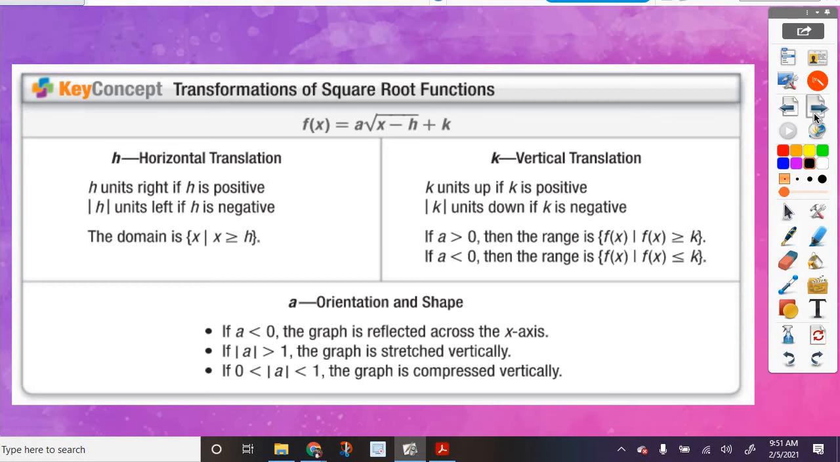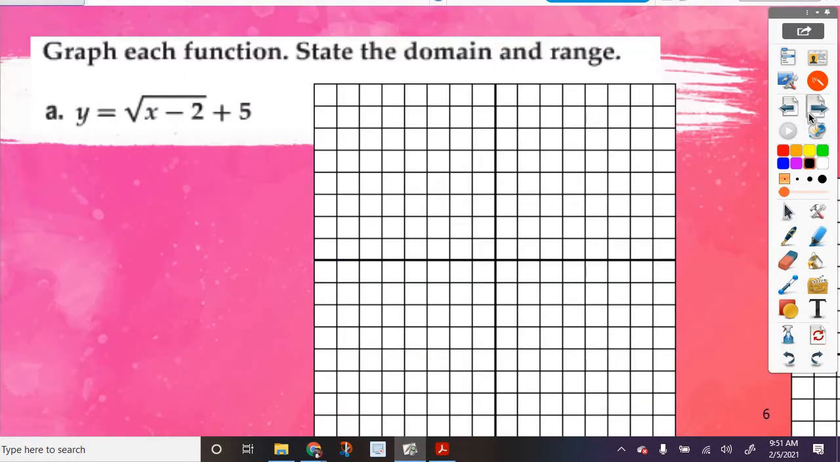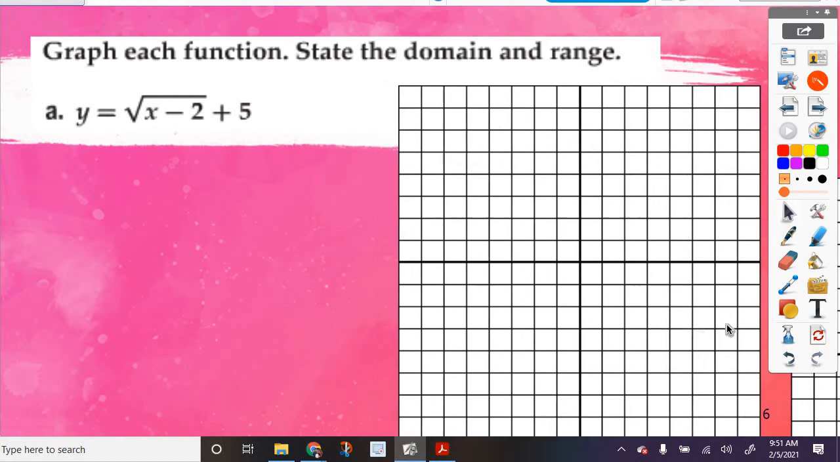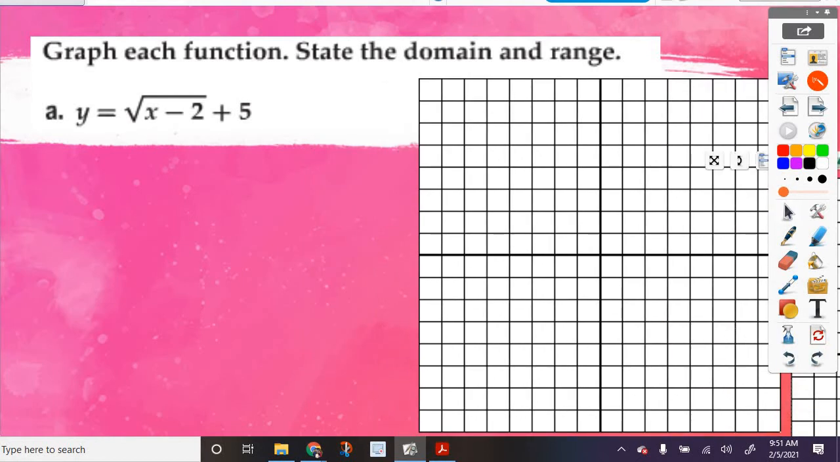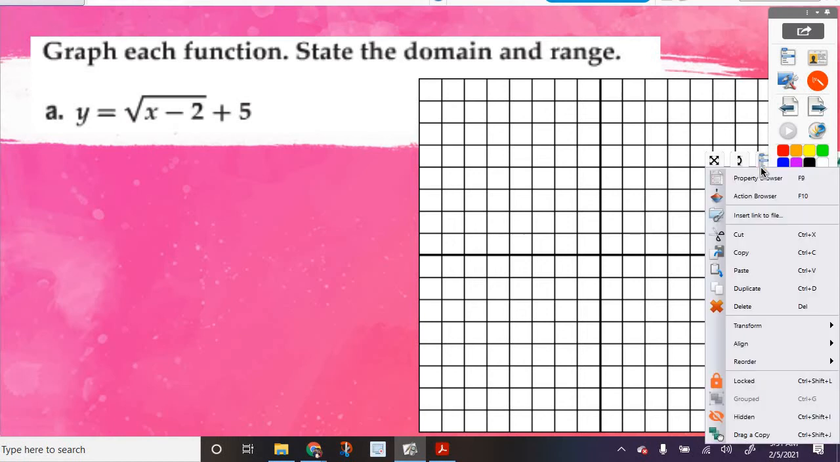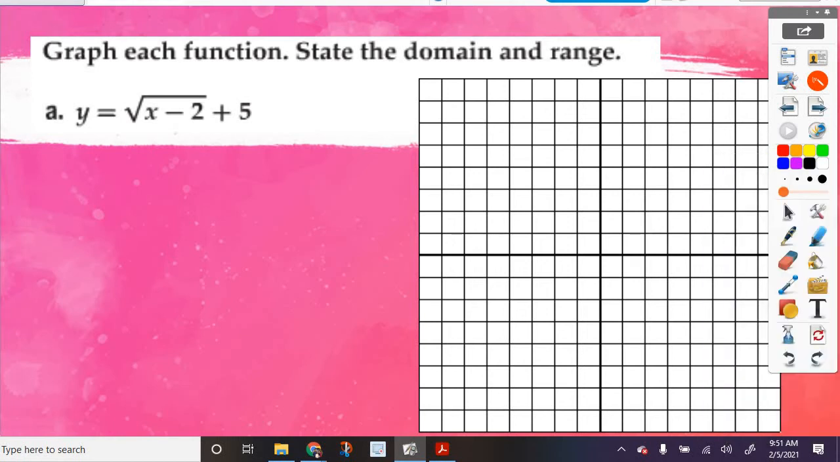Then if I have anything on the outside of my function, it's going to act as my k value, which is going to move it up and down. And then lastly, our a value, which is what's being multiplied to the front, is going to stretch or compress it. And then also, if it's negative, it will also reflect it across my x-axis. So let's go ahead and look at some examples with graphing. So in this case, we have y equals the square root of x minus 2 plus 5.